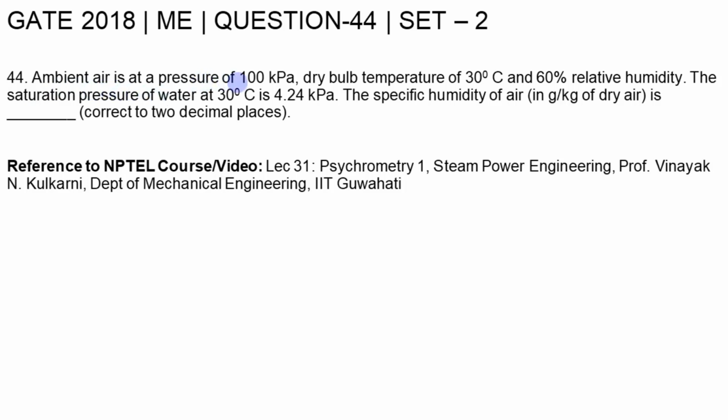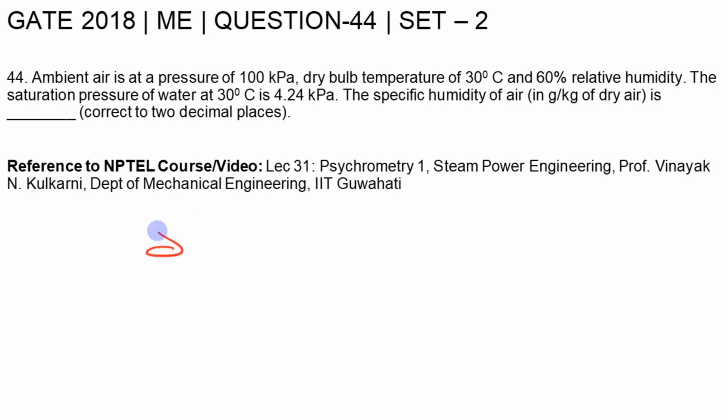Ambient air is at a pressure of 100 kilopascal, dry bulb temperature of 30 degrees Celsius and 60% relative humidity. The saturation pressure of water at 30 degrees Celsius is 4.24 kilopascal. So we need to find the specific humidity of air in gram per kilogram of dry air. In this problem we are given the relative humidity, so let's start to solve this problem with this relative humidity.